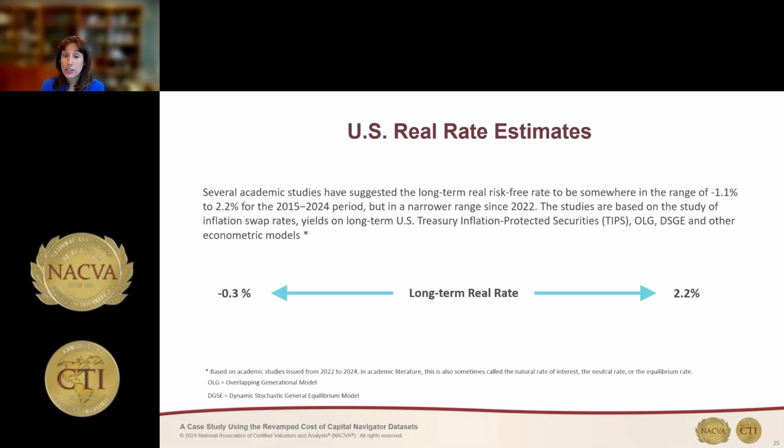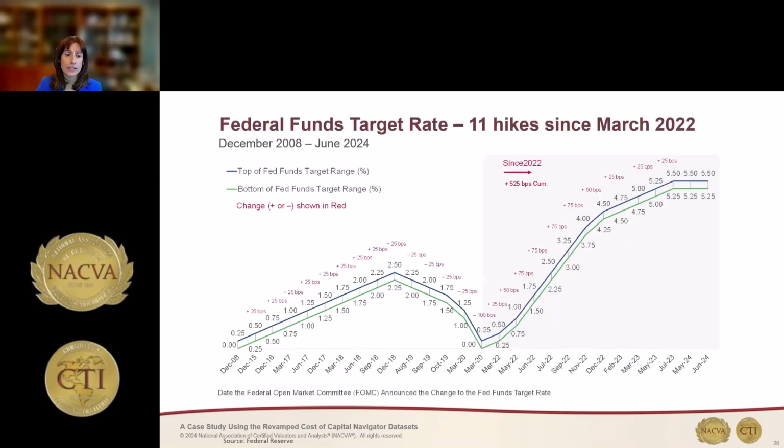So based on this range, now we have minus 0.3% to 2.2%, but the reality is that most estimates are actually closer in the middle. This is the range. But if we were to look at that information, they're more like around 1%. That's the median. And so this has implications. This is the federal funds target rate, the policy interest rate. So it's a short-term interest rate that the Fed is using. And since 2022, there was a 525 basis points cumulative increase.